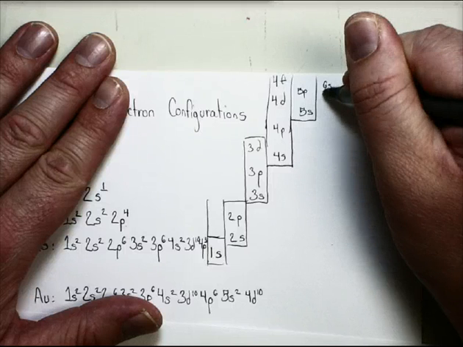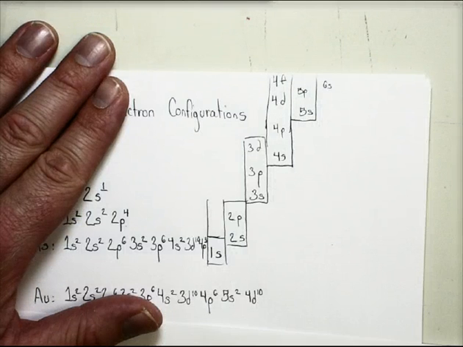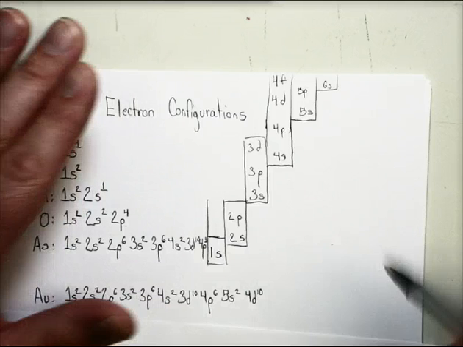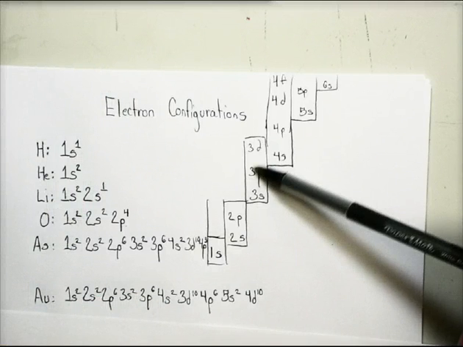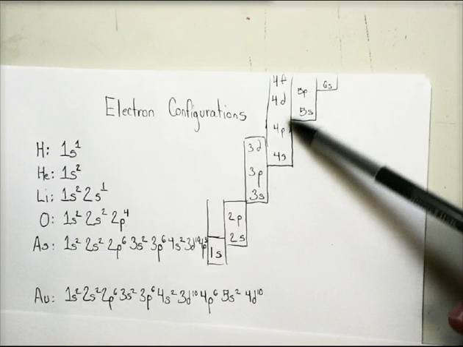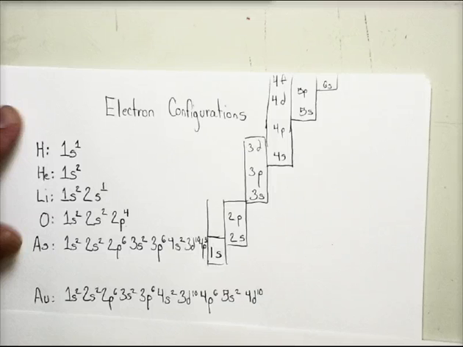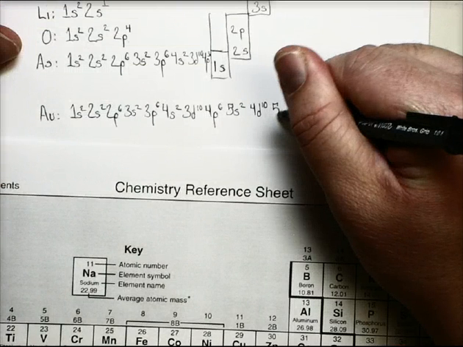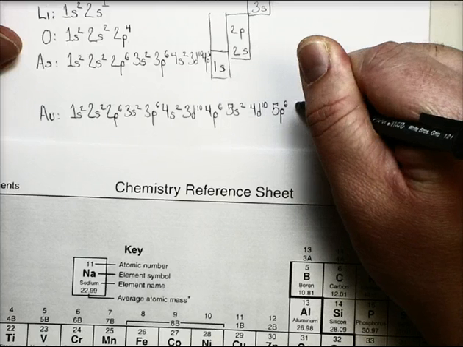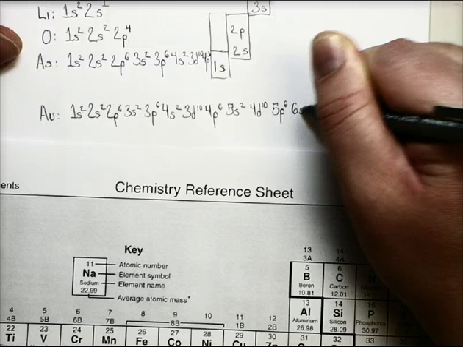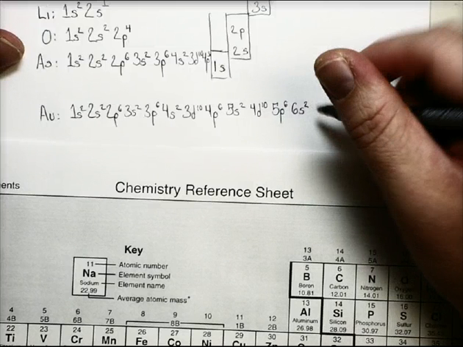Which means as we get higher and higher up away from the nucleus, these overlap significantly. So from 4d, we're actually going to go to 5p, and then from 5p to 6s, so 6s2, and then from 6s we go to 4f. So notice what a mess this is.